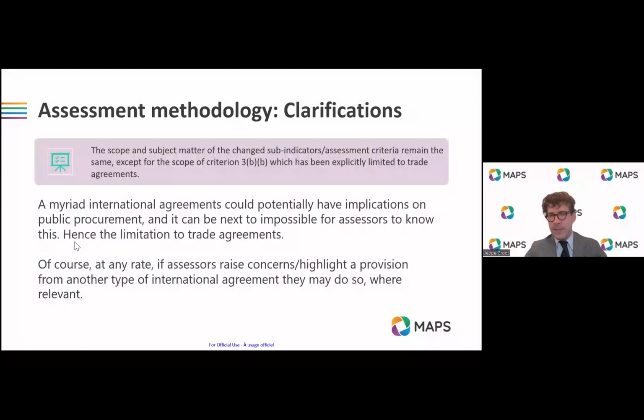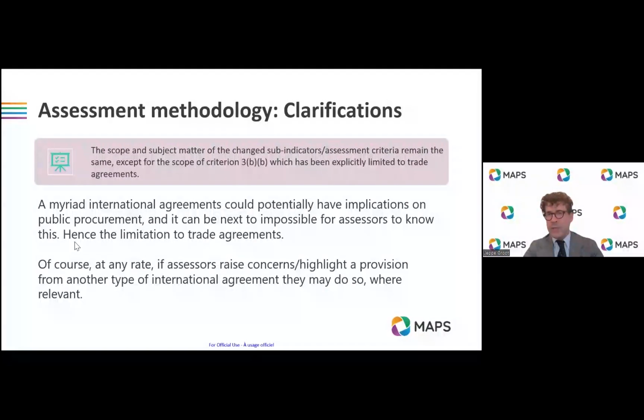So we have limited the scope of this to being trade agreements. And the reason for this is that we were told by assessors and other people working on assessments that when you are looking in a country or at a subnational level or wherever, there are so many potential international agreements that might conceivably have an impact on public procurement. And it is almost impossible within the scope of an assessment to trawl through all of this to make sure that you have covered every possible angle.